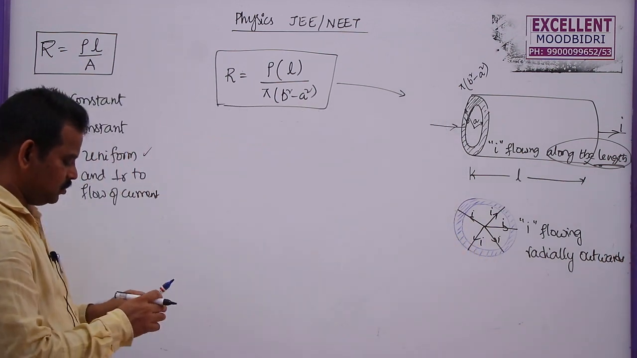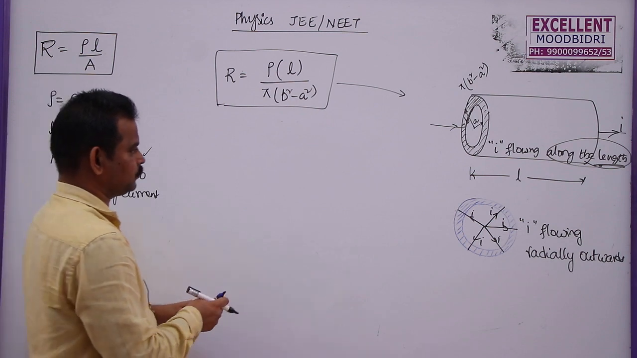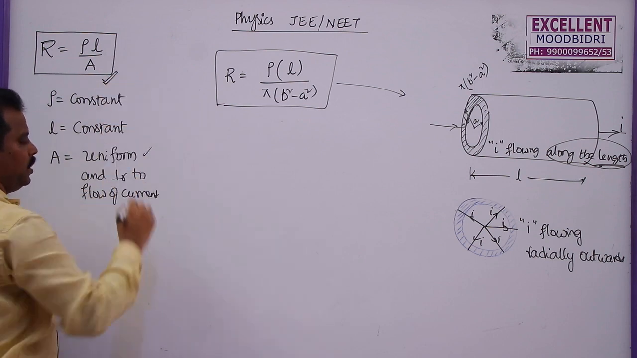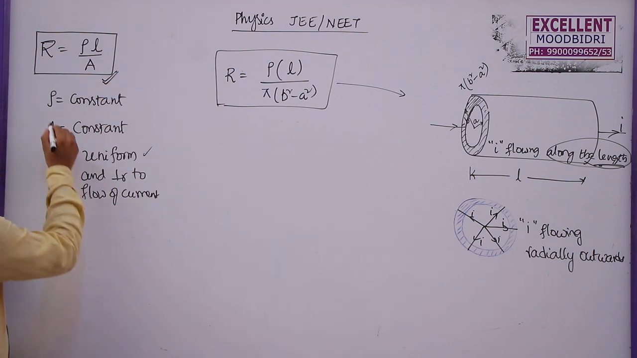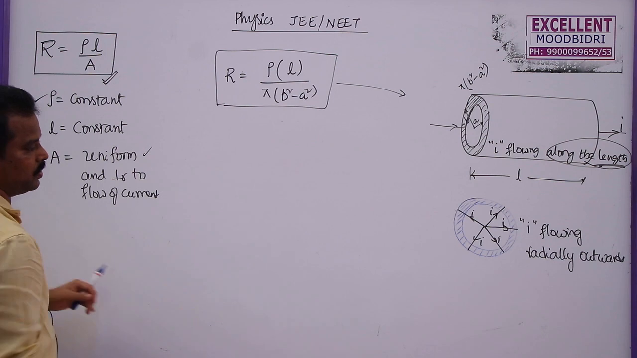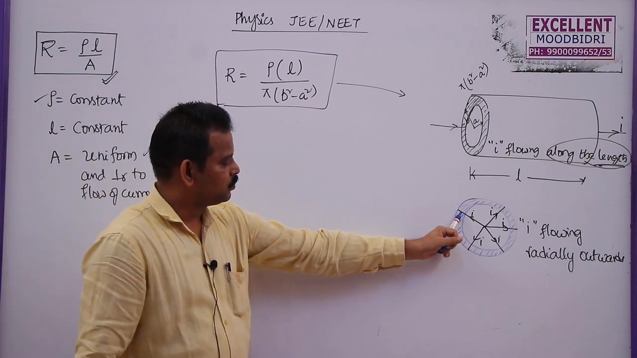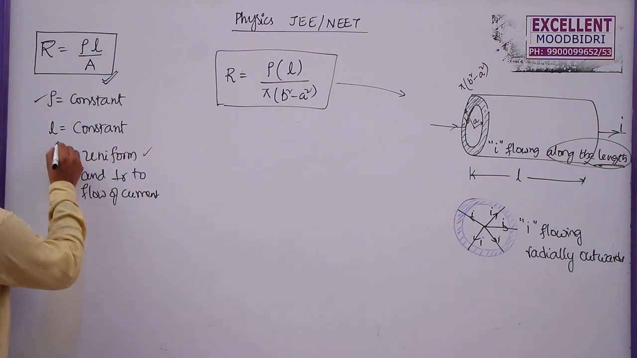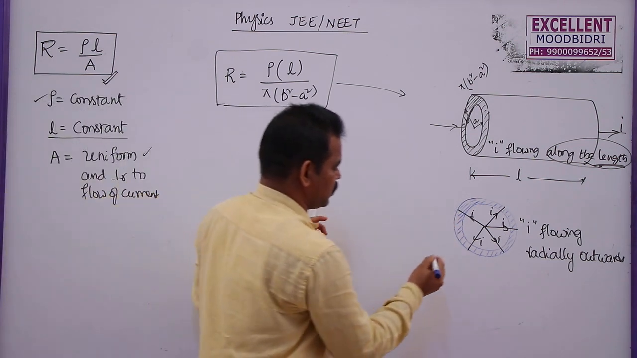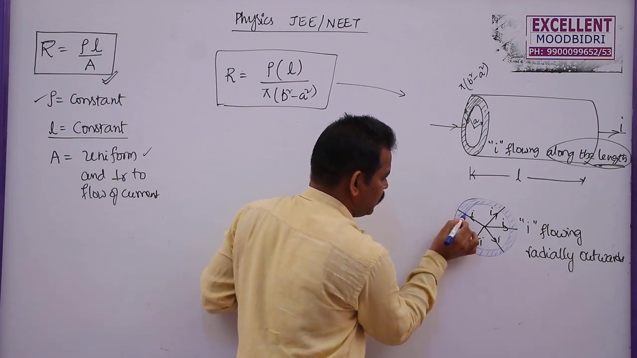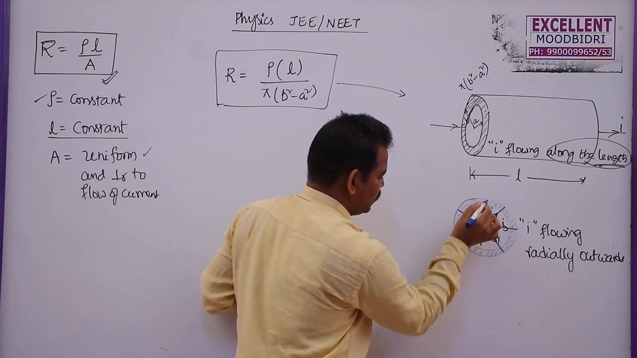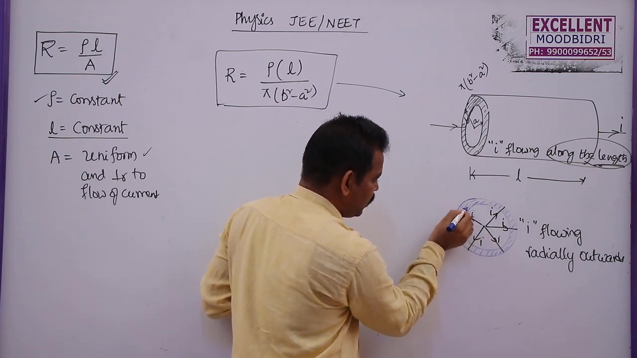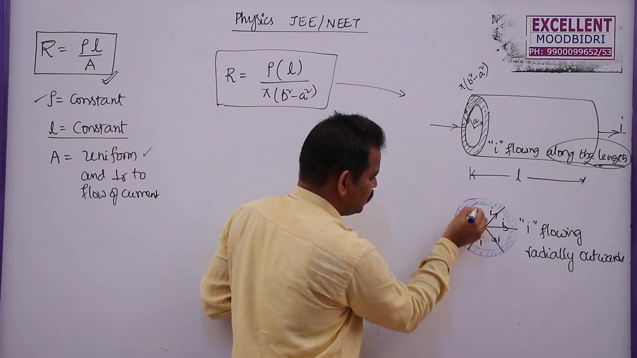So in such a case, what to do? We cannot apply R equals rho L by A directly here. Reason? Rho is constant in this case also, because the same material is carrying current through this part, this part, this part. This is entirely made of the same material, so rho is constant. But we have to check whether L is constant or not. Here the current is flowing like this, like this, like this. So this is the length through which the current is flowing. If you take one more current here, the length is also constant.